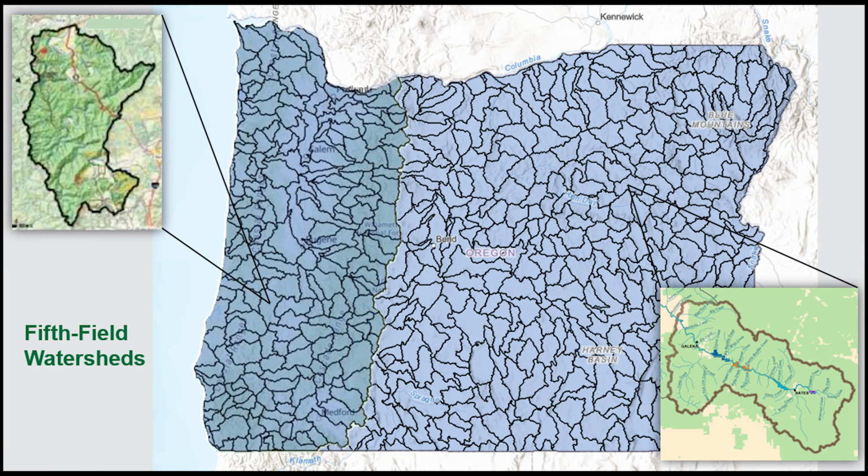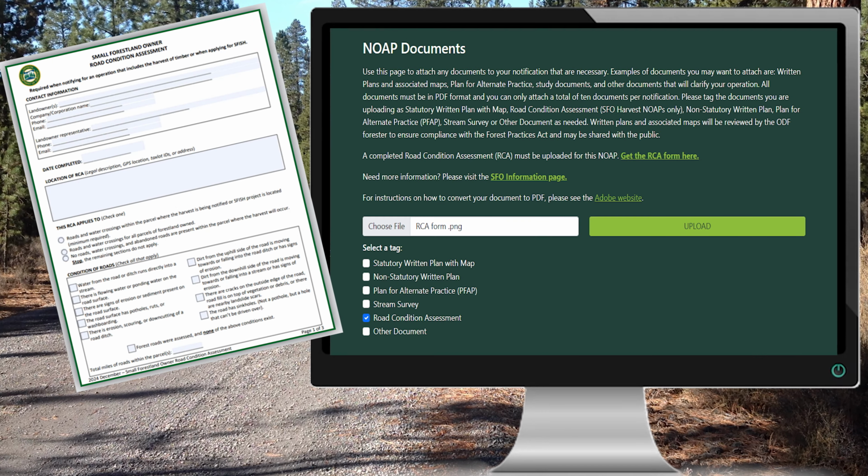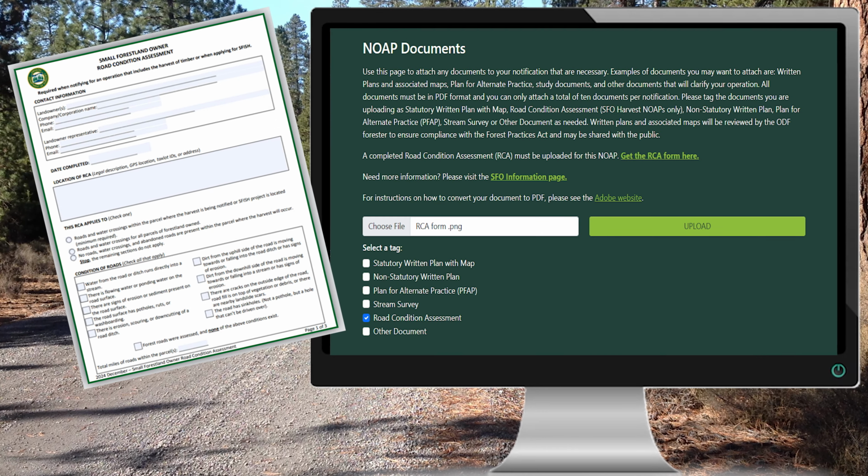If road-related problems are found, the Small Forestland Investment in Stream Habitat Program, known as SFISH, may be able to cover the cost of repairs or stream crossing replacements. Small forest landowners are required to submit a road condition assessment at the time of harvest notification or when applying for an SFISH grant.